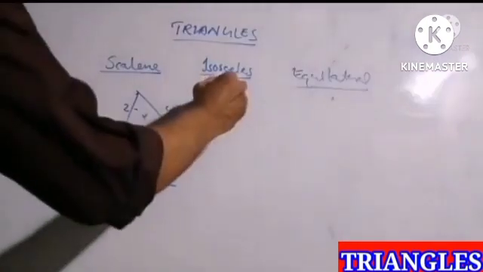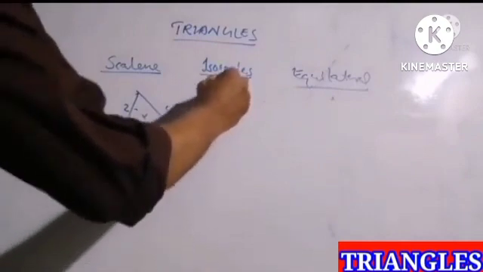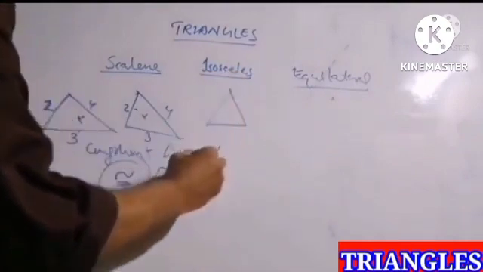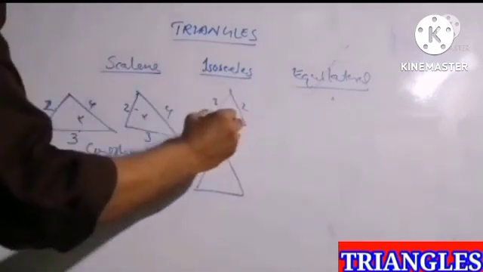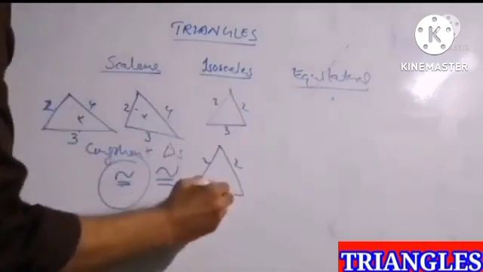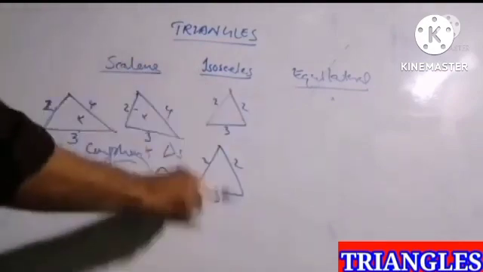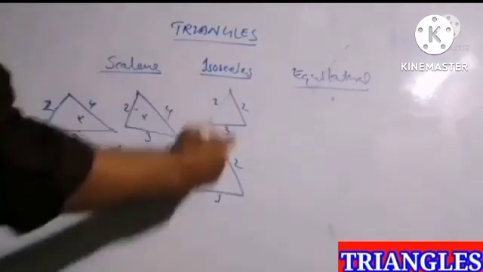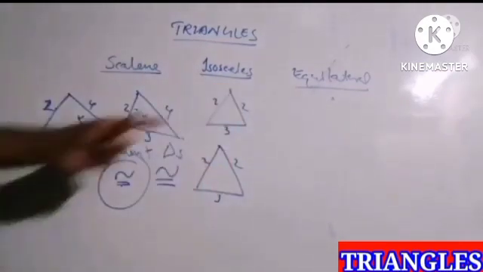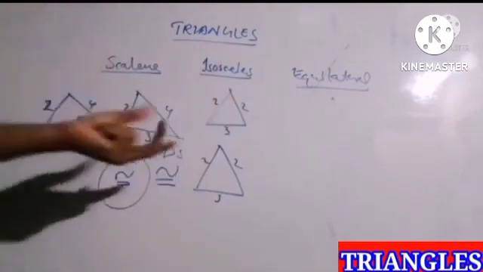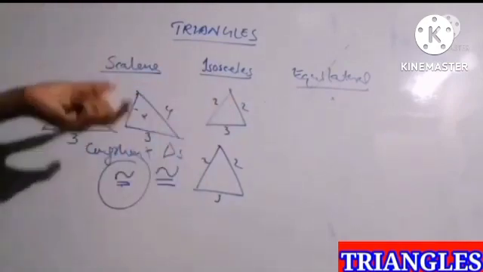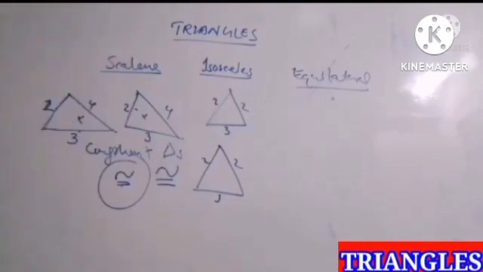Next, isosceles triangle. See this isosceles triangle with sides 2, 2, 3 and another with sides 2, 2, 3. The sides are equal, then they are congruent. Equal sides are there, so these triangles are said to be congruent because they have equal sides.